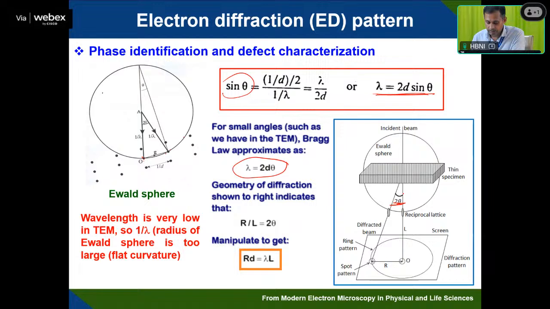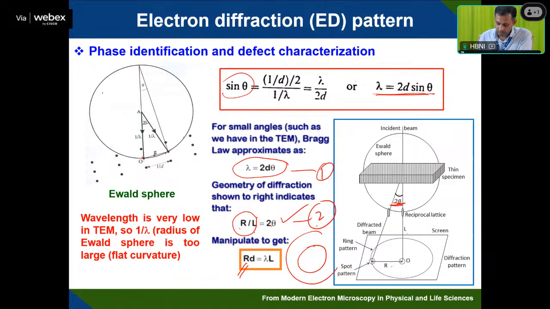You know, sine theta will be R by L. This is the sine theta formula. Sine theta equals R by L, and since theta is very, very small, that is equal to 2 theta. So considering these two, equation 1 and equation 2, you will get Rd equal to lambda L, where R equals the ring radius, whatever ring you are getting on the photographic film.